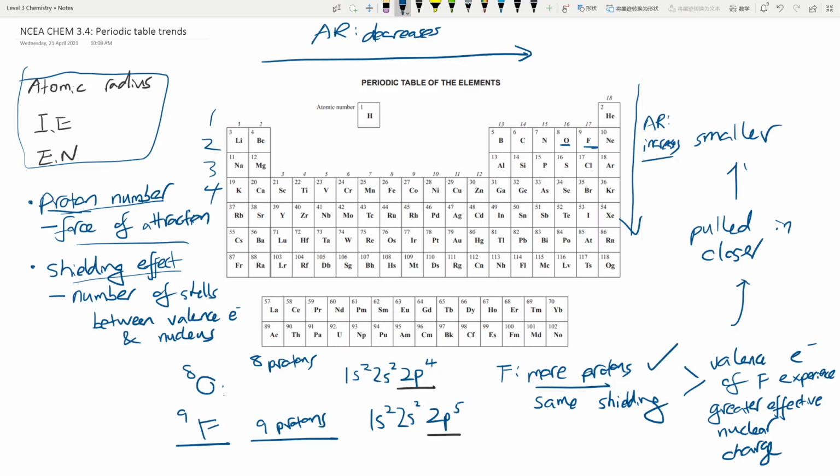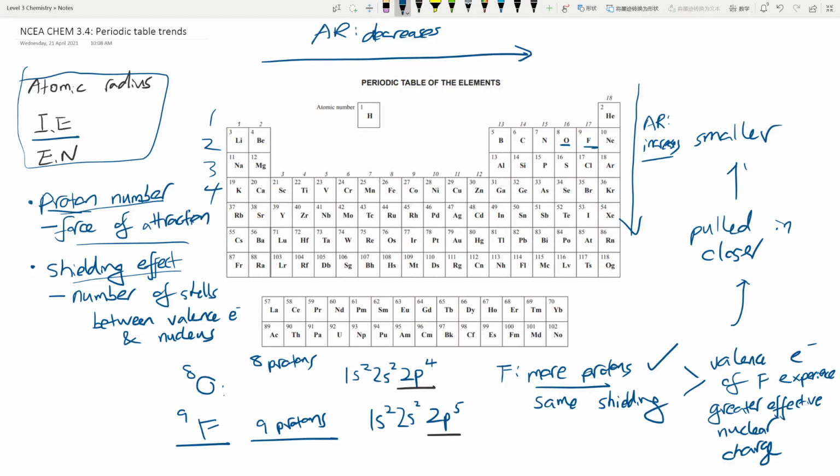Because what is ionization energy? Ionization energy is the opposite of atomic radius. First ionization energy, by definition, is the amount of energy required to remove one valence electron from one mole of atoms at their gaseous state. You can think of it as wanting to remove an electron from an atom, and if the force of attraction between the nucleus and the valence electron is quite strong, doesn't it make sense that you need more energy to separate them?